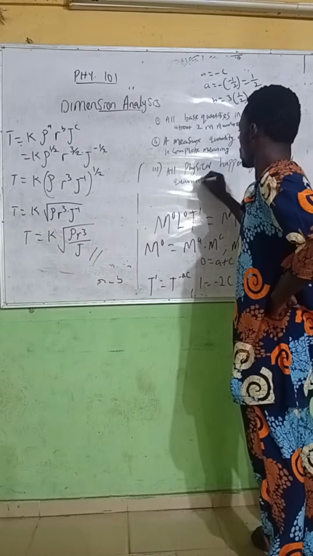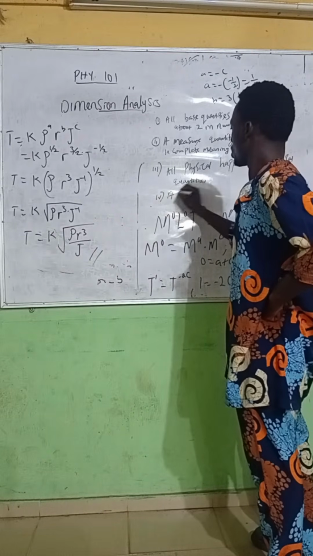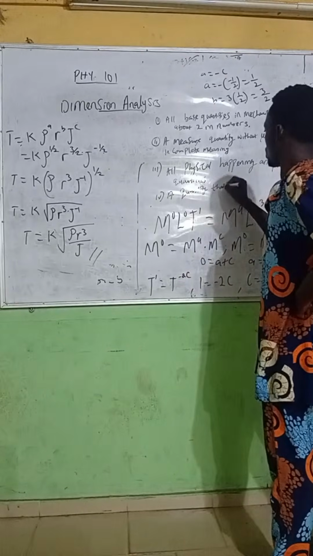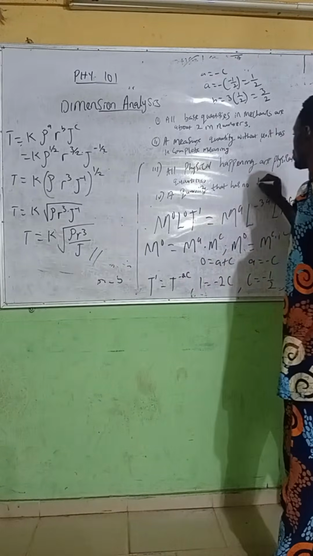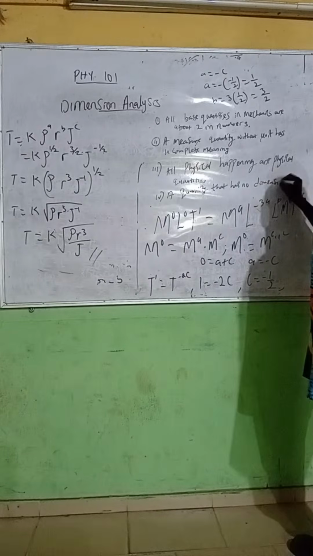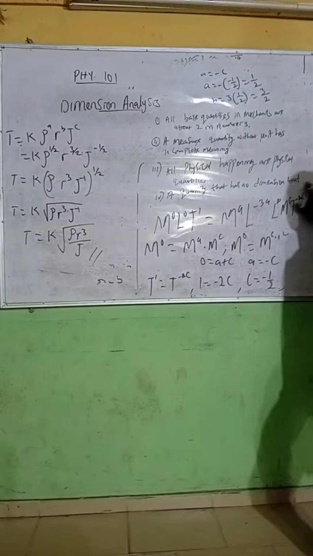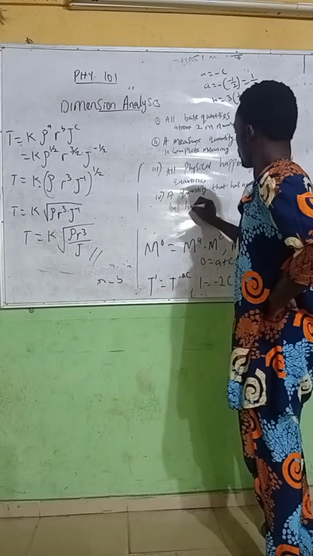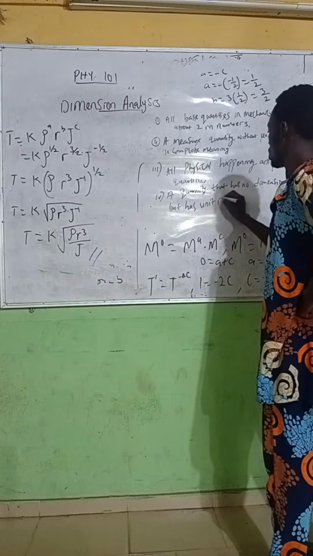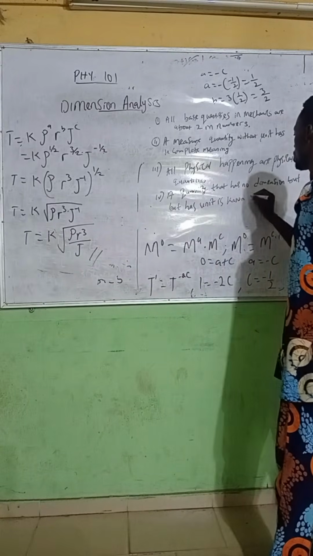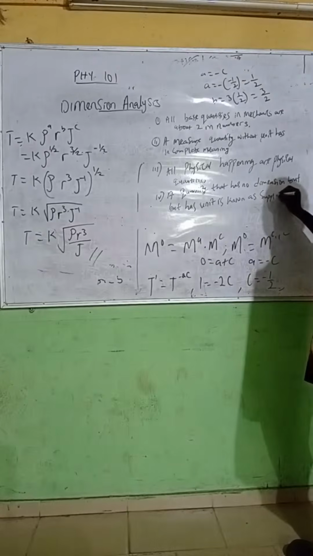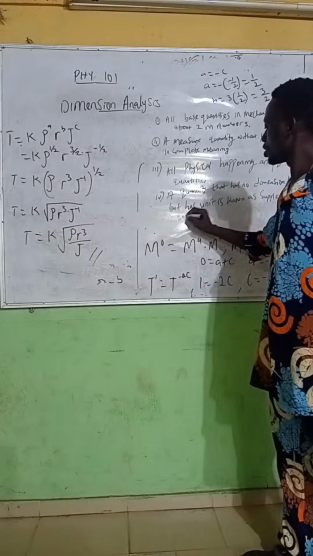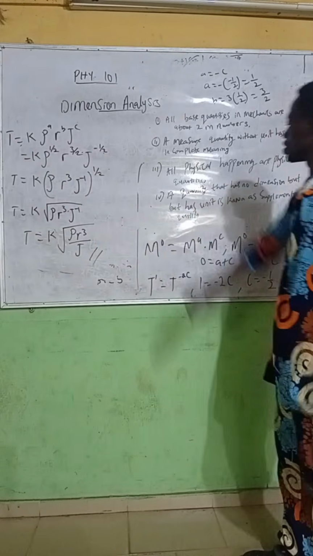Statement 4. A quantity that has no dimension but has unit is known as a supplementary quantity.